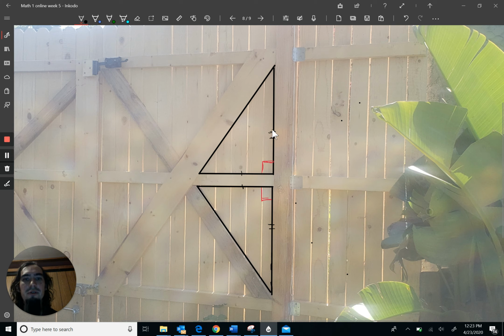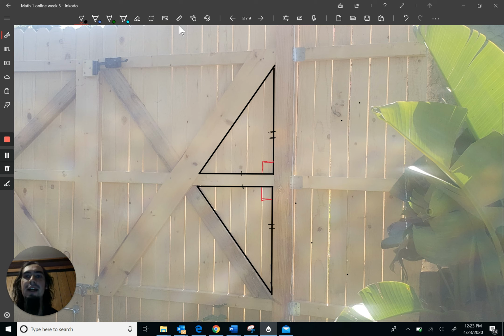So I know two sides, and I know the angle between them. So do I need to measure these other two angles? Do I need to measure this side over here, or do I just already know that they're going to be the same? Well, I already know they're going to be the same because by side angle side congruency, I know that these two triangles are congruent, which means that this angle has to match with this one. This one has to match with this one, and this side length has to match with this side length. All right, so I don't even have to measure it.